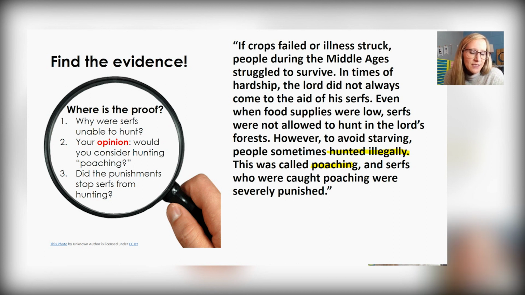Did the punishment stop the serfs from hunting, though? We can see here in the text that to avoid starving, in that same sentence right before, to avoid starving, people did go ahead and hunt illegally. When people are so desperate for food, in this case with the serfs, they went ahead and did what they needed to be able to provide for themselves with the food they needed.